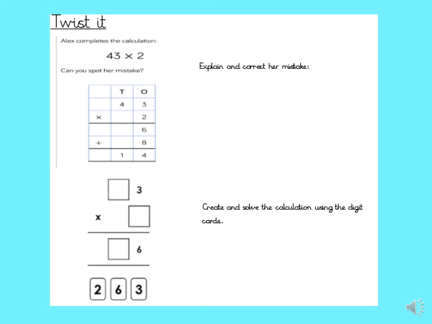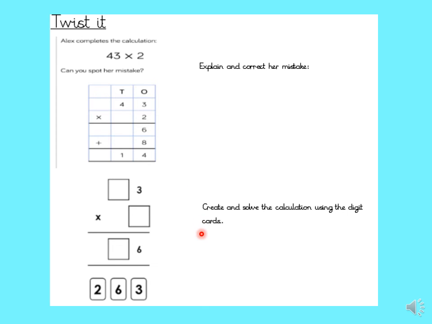You've got 2 twist-its to do today. You need to explain and correct the mistake here. Okay, I'm not going to talk through it with you because I want you to do that on your own. So there is a mistake and you need to spot it, and you need to say where this person has gone wrong and what the answer should be.